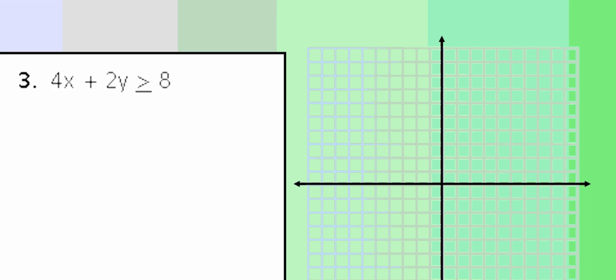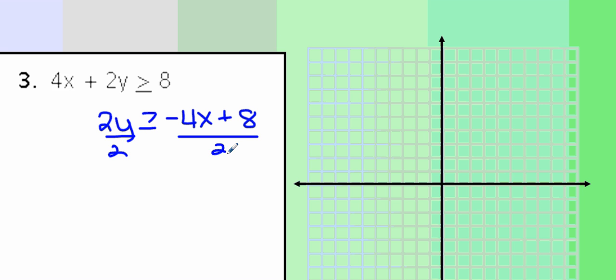This example, 4x plus 2y is greater than or equal to 8, is not in slope-intercept form. So we're going to have to do a little work first before we can graph. Remember, we want to get the y by itself. So we start off by subtracting the 4x to the right side of the inequality and divide everything by 2 in order to get y totally by itself and in slope-intercept form, which leaves me with y is greater than or equal to negative 2x plus 4.